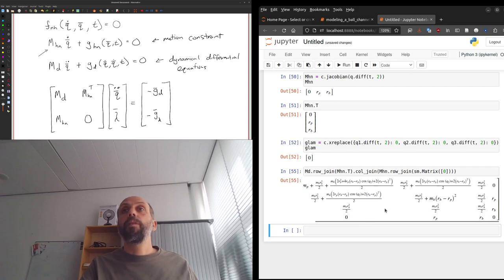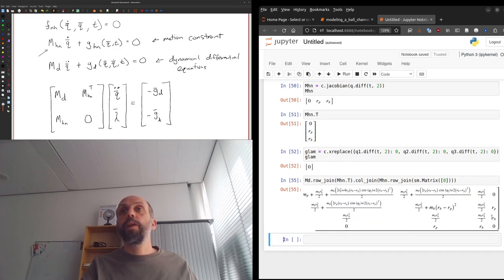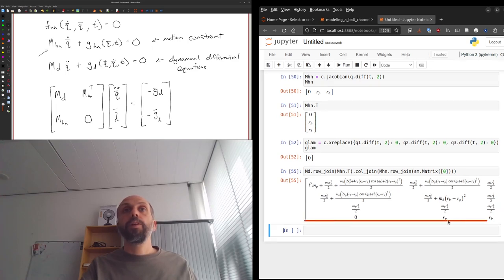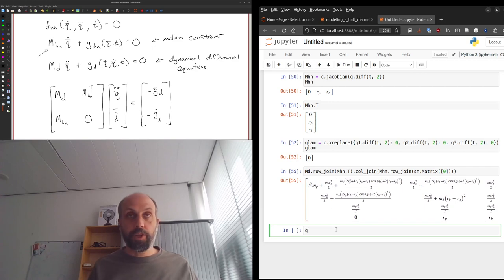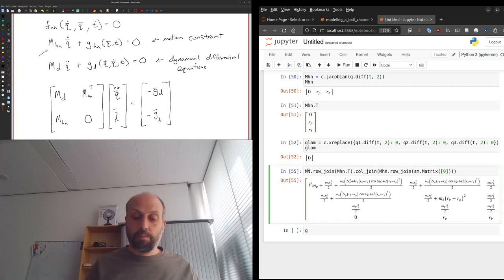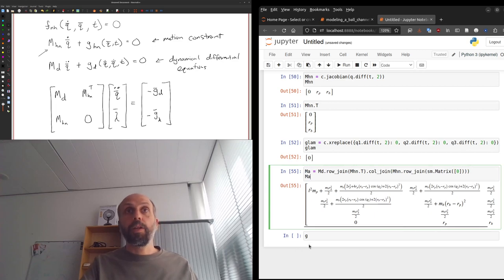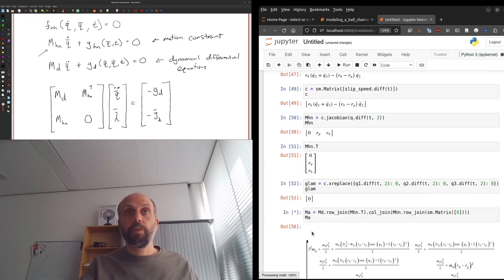So I have the MHN row here. And if you have more constraints, you would have more additional equations. I've got its transpose there, and then I've got 0 in the bottom right. So this is our extended mass matrix that includes these new equations for the constraints, and it includes the new terms for the constraint forces in the dynamic equations. And then we also need the G, let's call this MA for M all or something, so that's MA. And we also need the G all, so I'll do a GA.